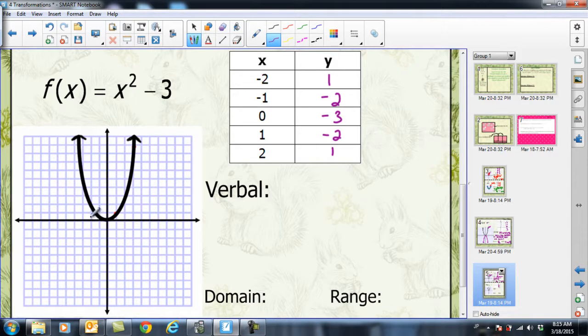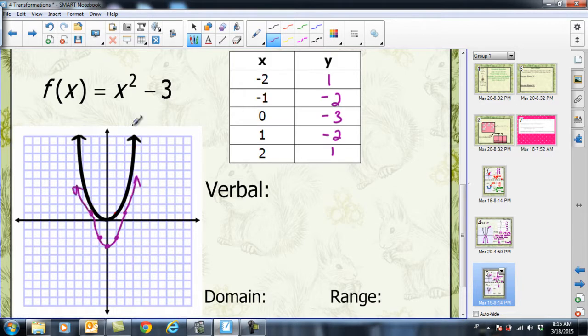So now I have -2 and 1. I have -1 and -2. Sorry, that's not a -2. -1 and -2, there it is. I have 0 and -3, and then I have symmetry on the other side. And so you draw your parabola.